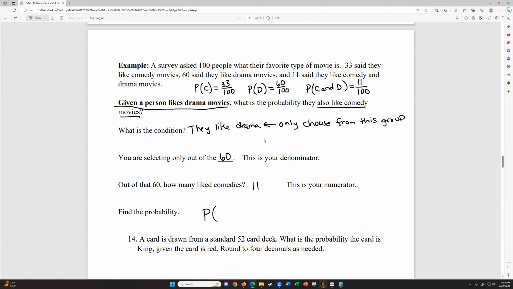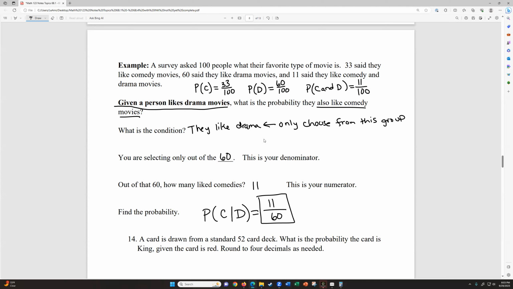So our probability of I like a comedy, given that you already know I like a drama, is 11 people liked both out of 60 people who liked drama as their base. So it's 11 out of 60. So that's how you do it. You stack what is the given condition? That's your number in the bottom. What is the group that has both conditions, comedy and drama? That goes in your numerator, okay?